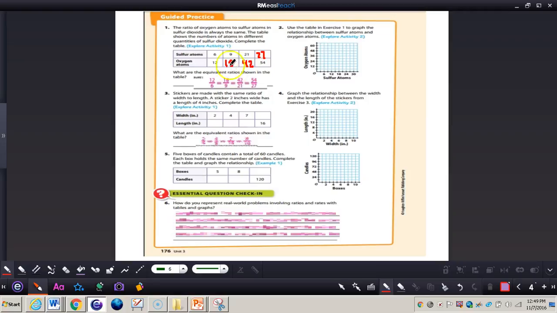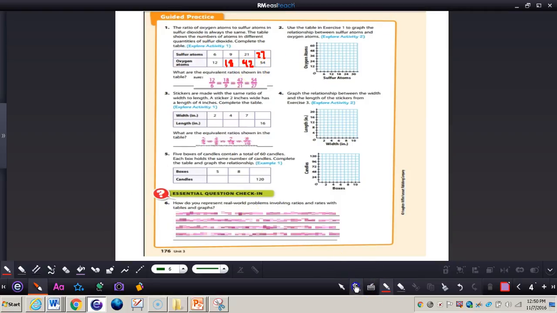So you can see the answers here. 6 to 12, 9 to 18, 21 to 42, 27 to 54. We can see the ratios that are written. 12 to 6, 18 to 9, 42 to 21, 54 to 27. And the reason why we would know that all these are equivalent, because if we simplify all of these, they would have the ratio of 2 to 1. And then also make sure with your graph that the x-axis matches up with the sulfur atoms and the y-axis matches up with oxygen atoms as well.